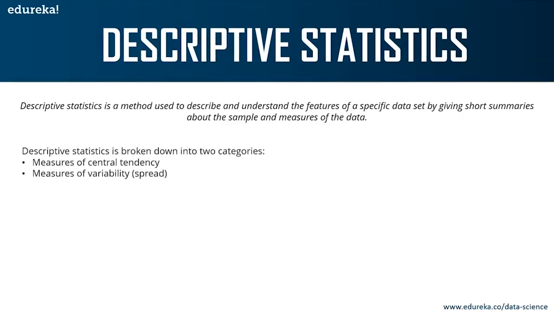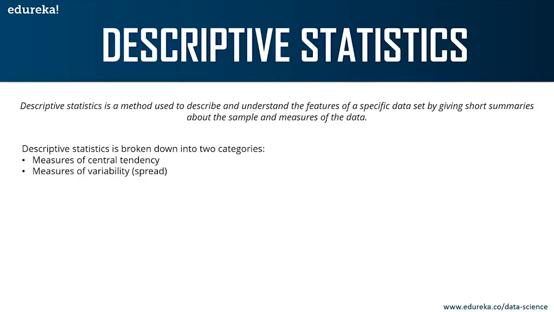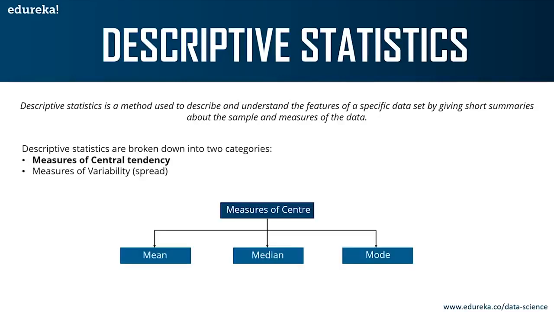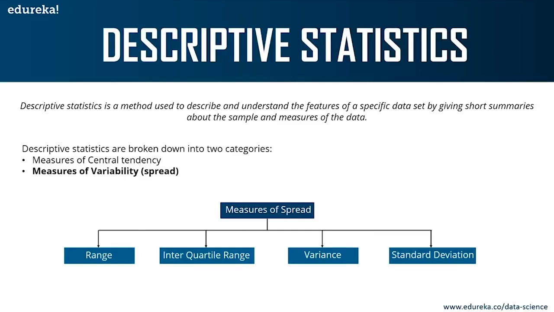There are two important measures in descriptive statistics. We have measures of central tendency, which is also known as measures of center, and we have measures of variability. This is also known as measures of spread. So measures of center include mean, median, and mode. Now, what are measures of center? Measures of center are statistical measures that represent the summary of a data set.